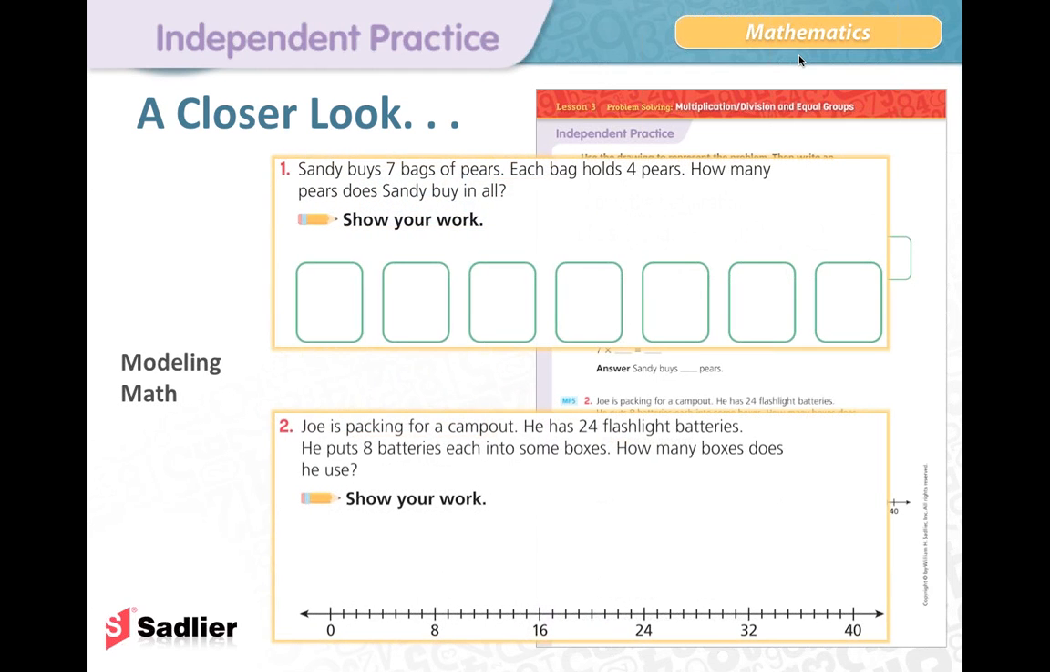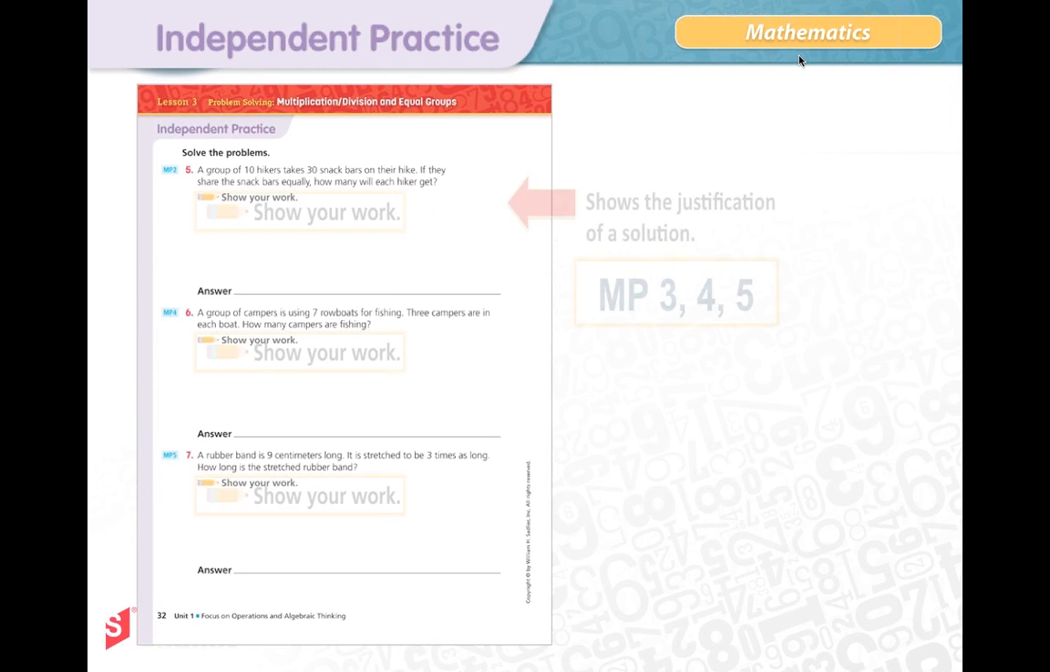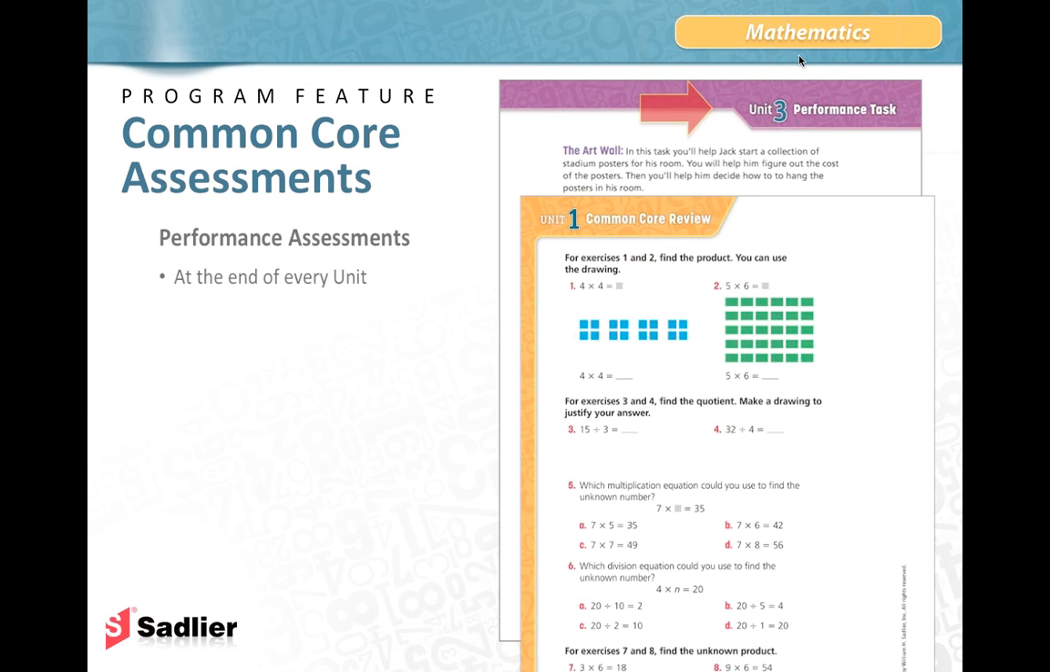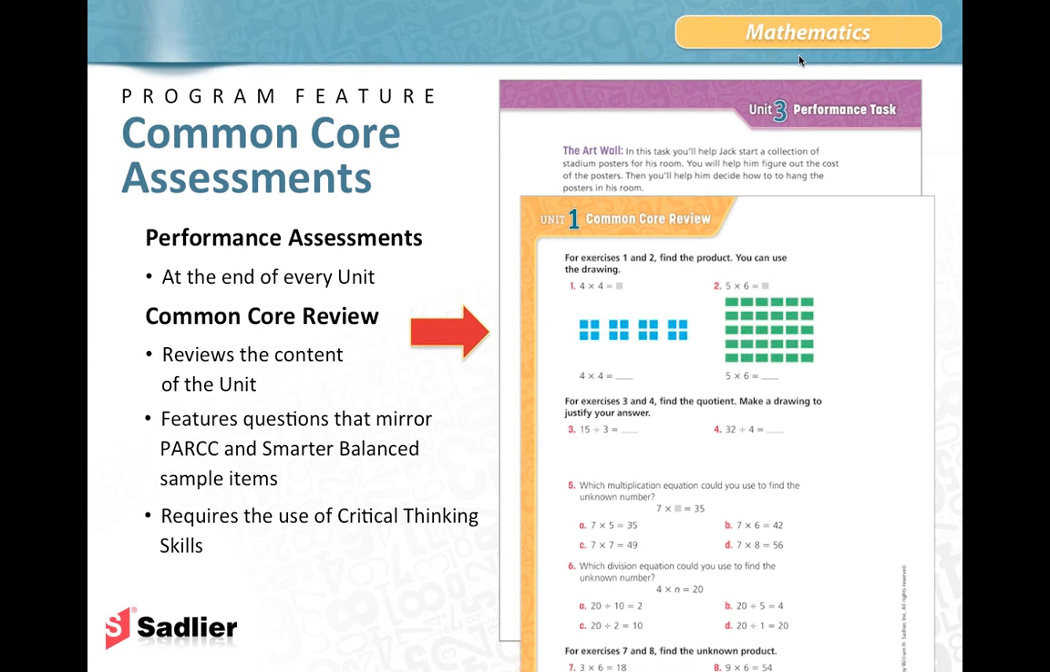Here they're modeling math. They actually have to show a drawing. They are using the number line to model math. And again, addressing the standards for mathematical practice. Showing your work is extremely important. That's how you're going to understand whether students really understand the skill or math concepts. So again, you'll see there are many opportunities throughout the program for students to do that.